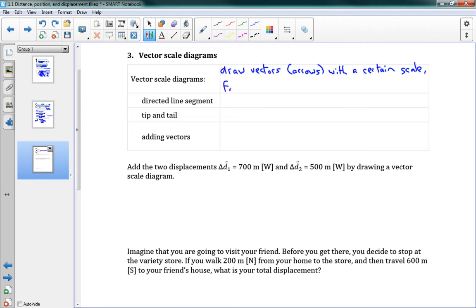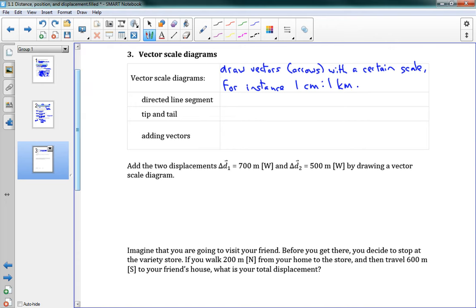For instance, one centimeter to 1 kilometer. So when I'm making a scale diagram, my goal is to draw a diagram that actually has the right proportions. And to do that, we use a scale. And our scale can be anything, but in this case I've said that on my picture, if I draw 1 centimeter, that's going to be equal to 1 kilometer in real life. So that's an example of a scale.